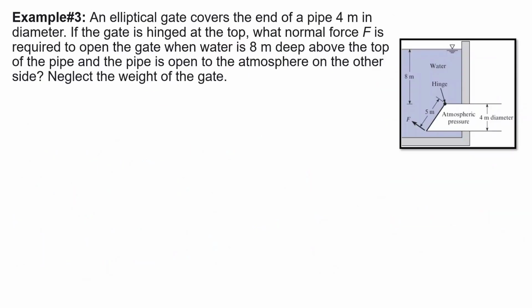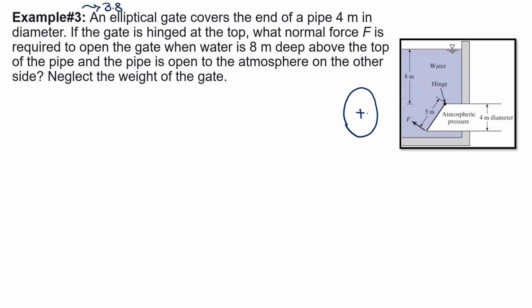All right, in this example, which is example 3.8 of your textbook, we have an elliptical gate that covers the end of a pipe which is 4 meters in diameter. What's an elliptical gate? It basically looks like this, right? And the centroid of the elliptical shape is right in the middle of it.